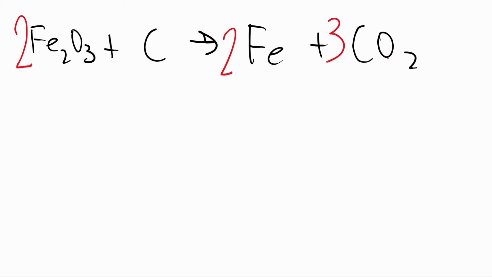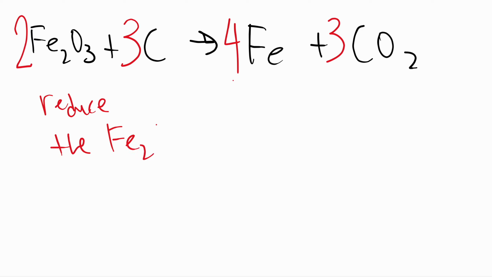So we have 6 oxygens, 6 oxygens. The oxygens are balanced. 3 carbons, 1 carbon. Well, let's put 3 carbons here then. The carbons are balanced. 2 irons, 4 irons. Well, that's not going to be balanced. Let's change that to 4. Is everything balanced? 4 irons, 4 irons. 3 carbons, 3 carbons, 6 oxygens, and 6 oxygens. Yes, now it's balanced. What we did is we reduce the Fe2O3, the iron oxide, the rust, to get pure iron and carbon dioxide, and we've reduced it by using carbon.